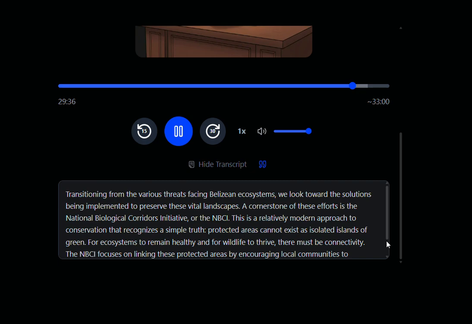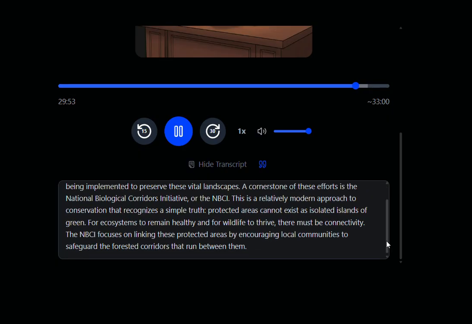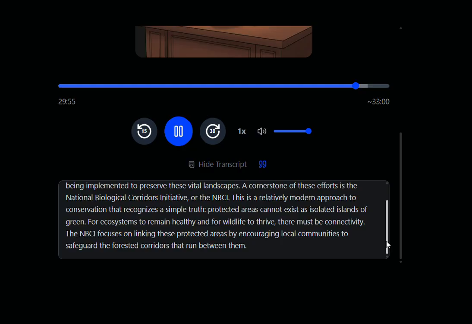Transitioning from the various threats facing Belizean ecosystems, we look toward the solutions being implemented to preserve these vital landscapes. A cornerstone of these efforts is the National Biological Corridors Initiative, or the NBCI. This is a relatively modern approach to conservation that recognizes a simple truth: protected areas cannot exist as isolated islands of green. For ecosystems to remain healthy and for wildlife to thrive, there must be connectivity.